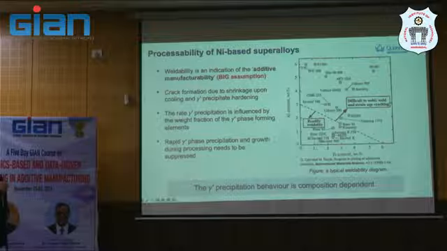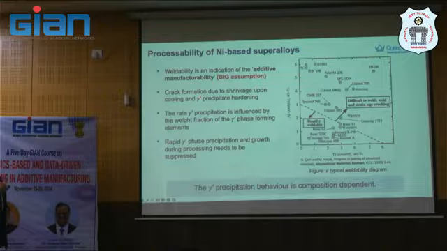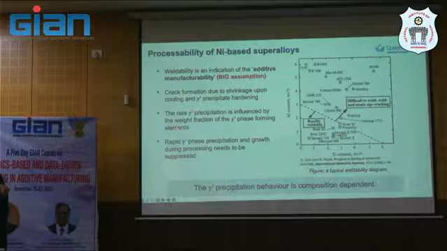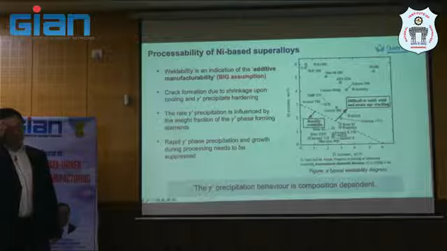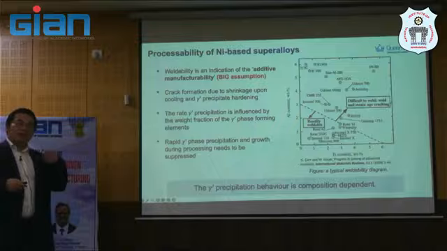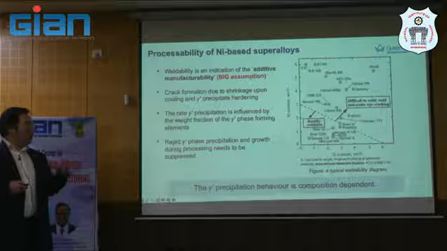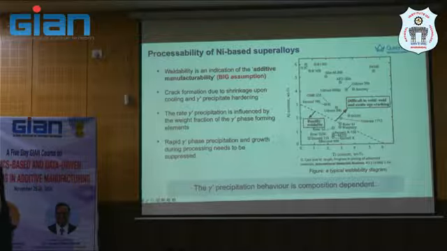And then we use crack formation due to the shrinkage as a cooling and precipitation hardening to consider into the design cycle. And then the rate of gamma prime precipitation is influenced by the fraction of it. And then the growth. Again, you will see here that this is based on the metallurgy. We can call that this is a physics-informed machine learning that we try to develop here.